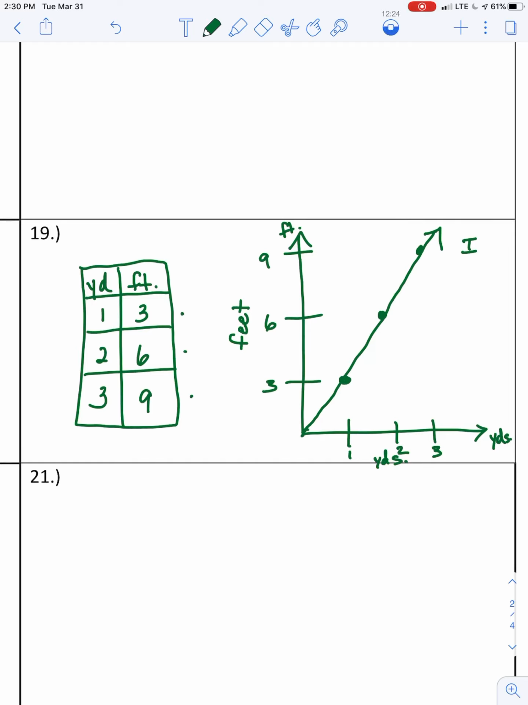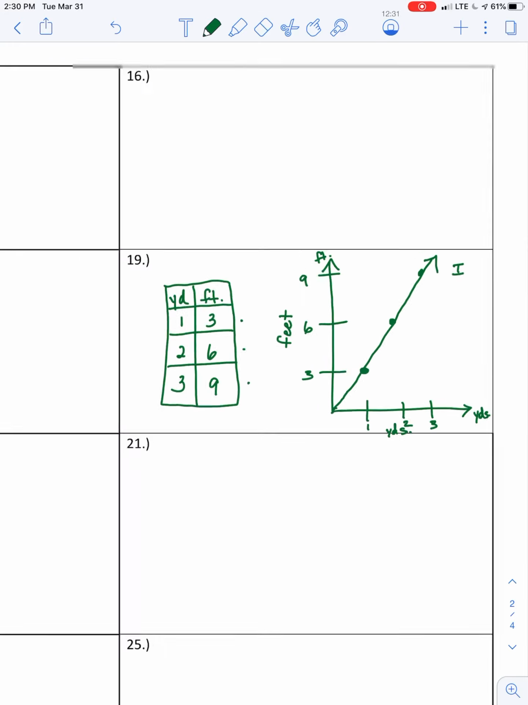Okay, so that's how you would do number 19, and that comes from investigation 9. I wanted to make sure that we did that together as promised. So that one will be done when we meet together on Zoom today.